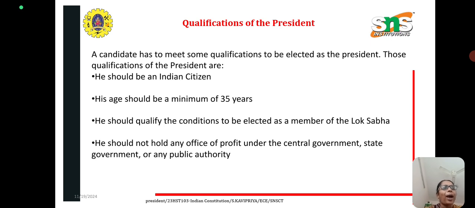And what are all the qualifications of a president? A candidate has to meet certain qualifications to be elected as president of India. Those qualifications are: he should be an Indian citizen, his age should be a minimum of 35 years, he should qualify the conditions to be elected as a member of Lok Sabha, and he should not hold any office of profit under the central government, state government or any public authority.